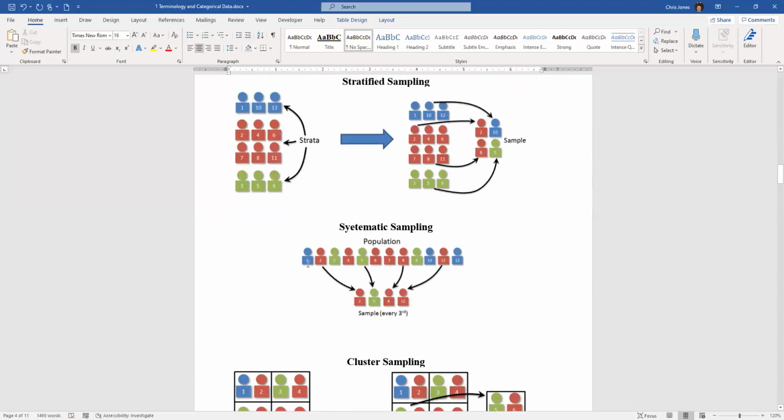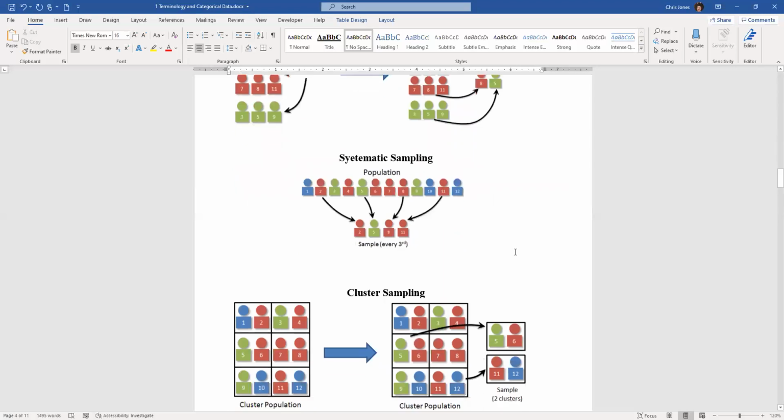Systematic sample, maybe I line them up according to however the numbers were drawn or however I assign the people or the objects. And then maybe I just pick every third, starting with the second observation. All right, so I pick 2, 5, 8, 11. So I'm picking every third of the observations after I start with number 2.